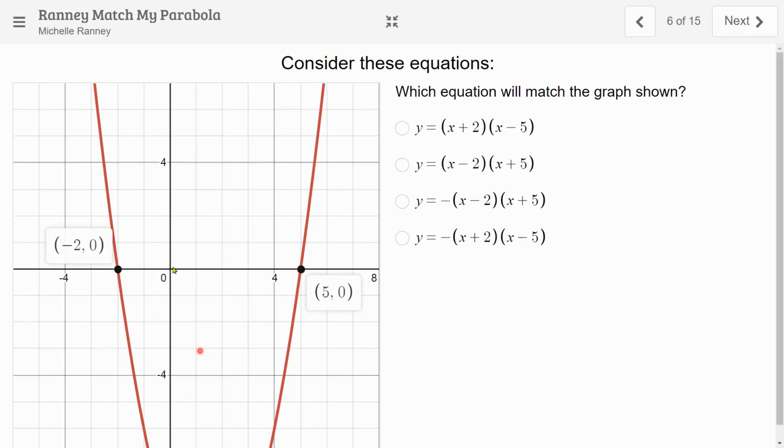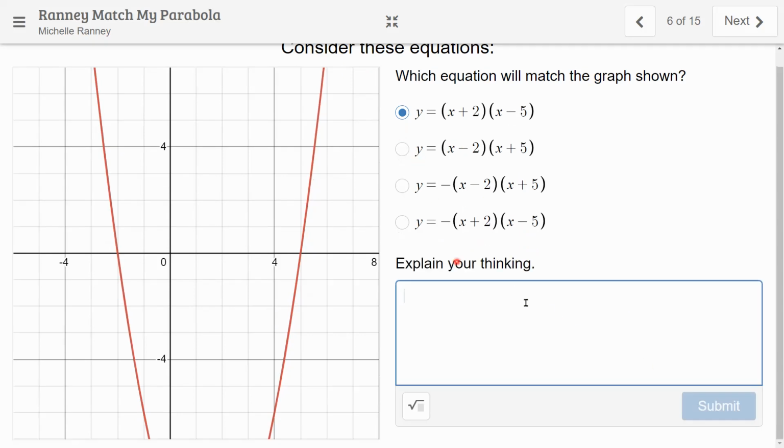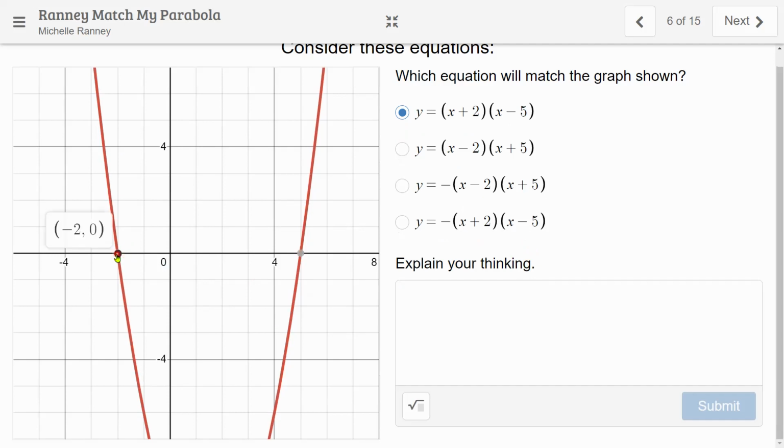Now, this is an open up parabola. This one here is a negative. That would be upside down. So it's going to be this one here. And then you would explain your reasoning. But again, to get this x-intercept at -2, I need that to make my factor 0. And I need the 5 to make the other factor 0.